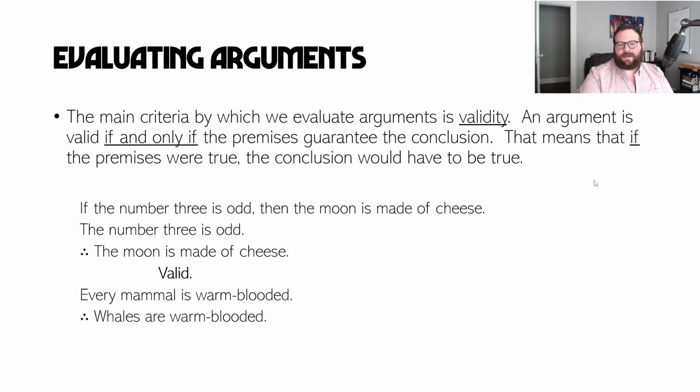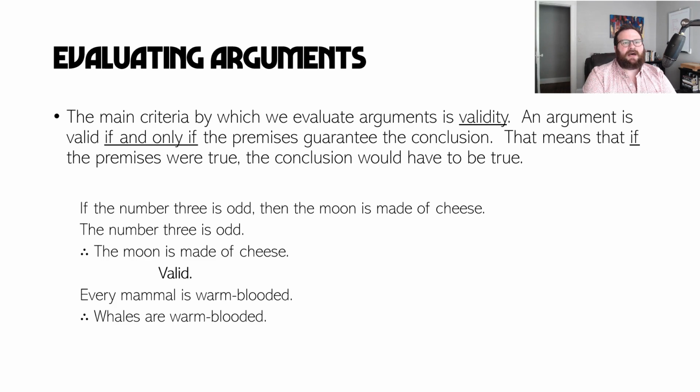What about this? Every mammal is warm-blooded. Therefore, whales are warm-blooded. Is this a valid argument? No. This argument is invalid, even though the premise is true and the conclusion is true, right? It's still invalid. Why? Well, to determine whether an argument's valid or invalid, we'll need a few tools that we'll get later, but right now we can eyeball it. Let's assume that the premise is true. Every mammal is warm-blooded. Let's assume that's true.